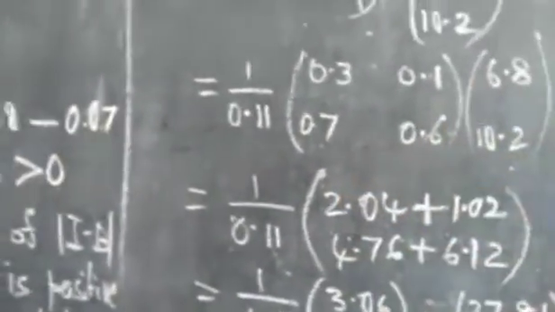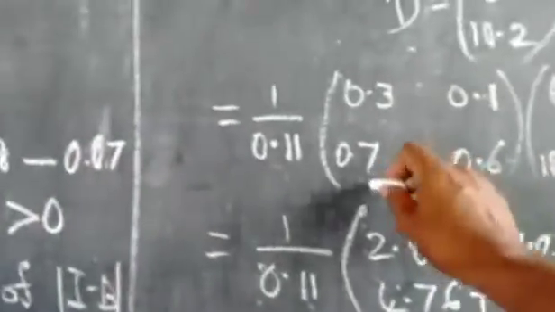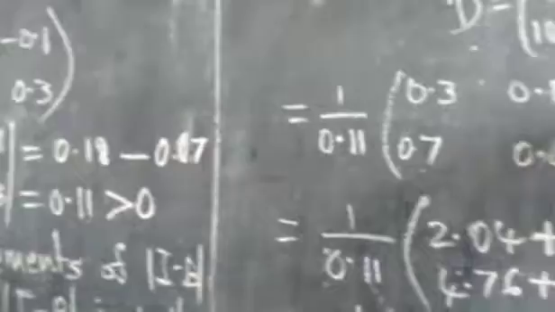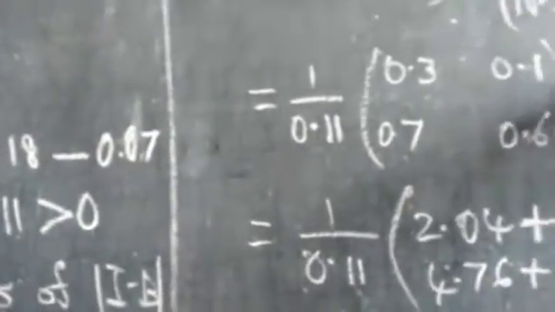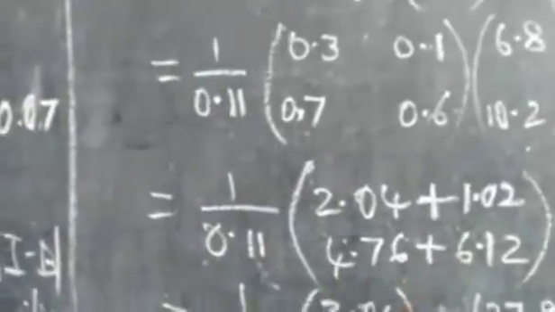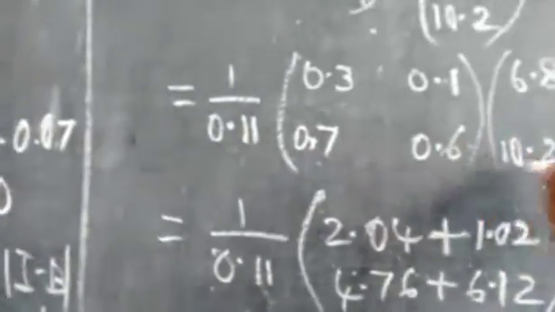Okay. Second row, first column. 7 8 sevens are what? 56, remaining 5. 6 sevens are 42 plus 5 means 47. But here one decimal point, here also one decimal point, then only we will write 4.76. Plus 6 2s are 12.